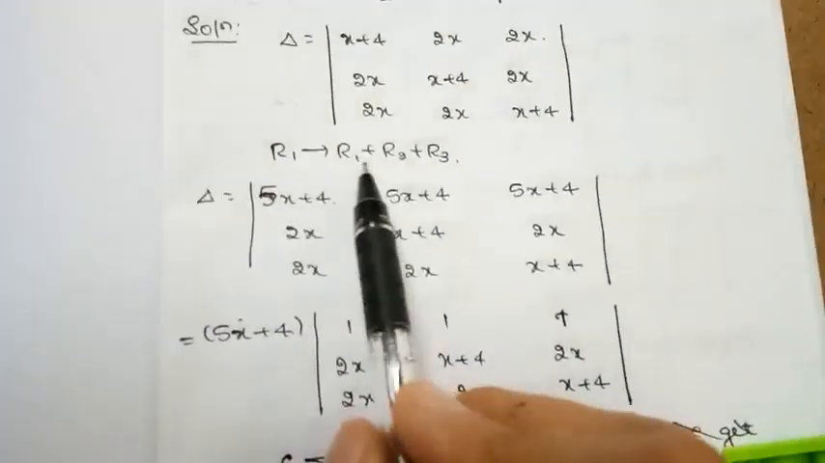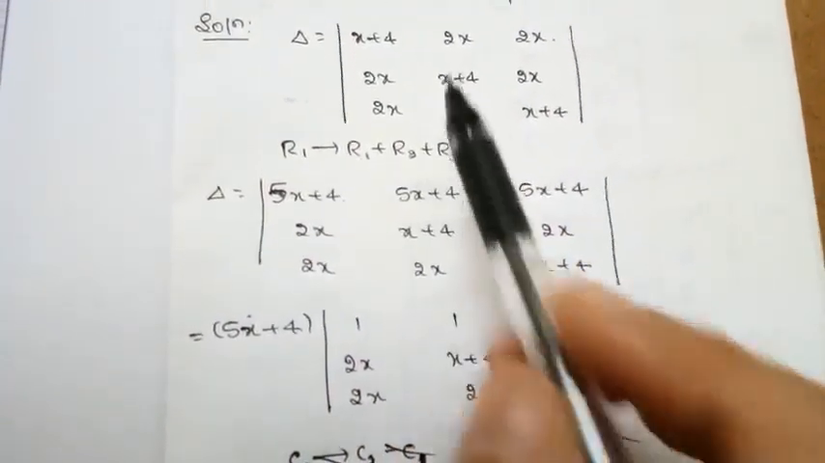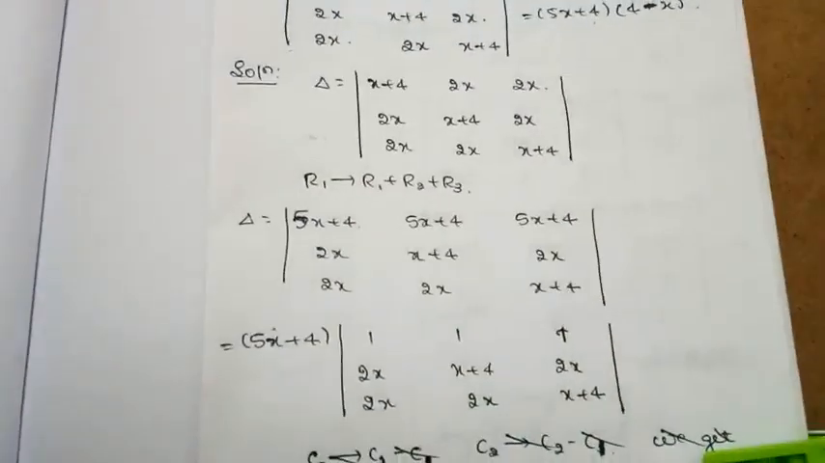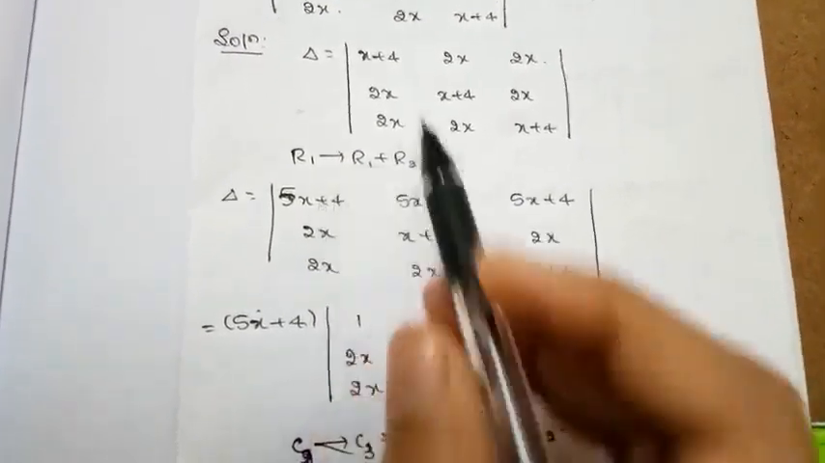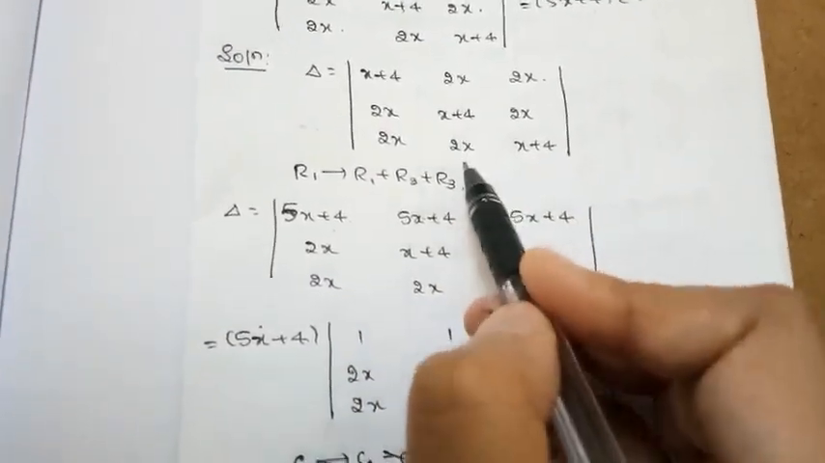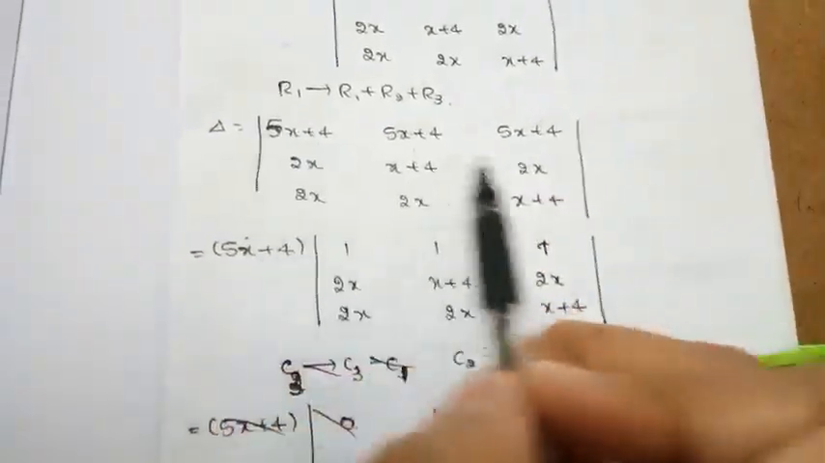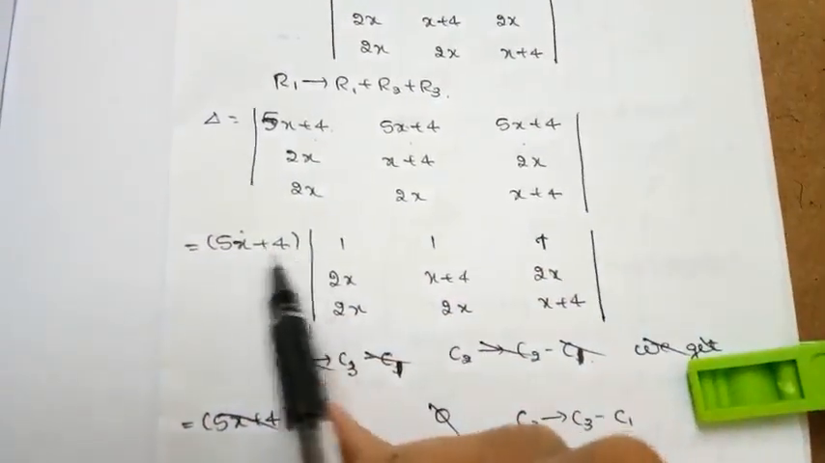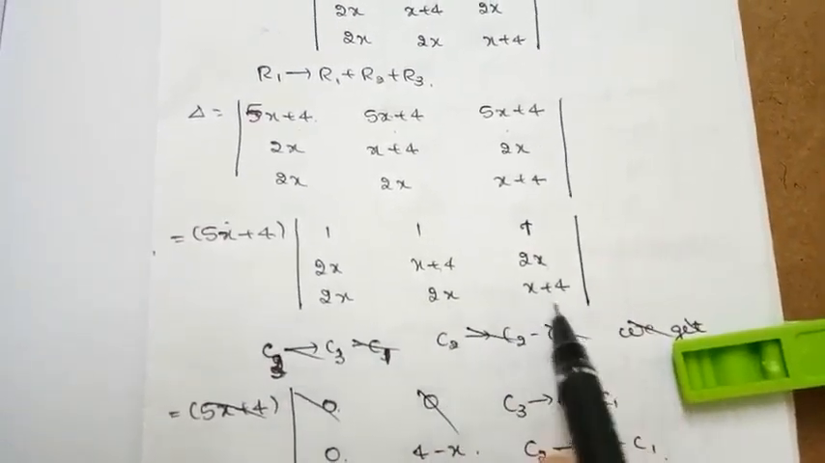So what is the row operation? The first thing I am going to attempt is R1 implies R1 plus R2 plus R3. By adding all the three elements, I am going to get 5x plus 4. So if I use R1 plus R2 plus R3, what happens? For this element, x plus 4 plus 2x plus 2x, 5x plus 4. Here also 2x plus x plus 4 plus 2x, 5x plus 4. Even here also 5x plus 4. Second row and third row remain as they are. So from the first row, I can take 5x plus 4 common outside. Here we are having 1, 1, 1, 2x, x plus 4, 2x, 2x, x plus 4.